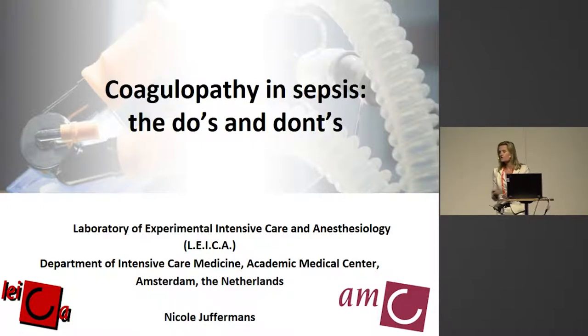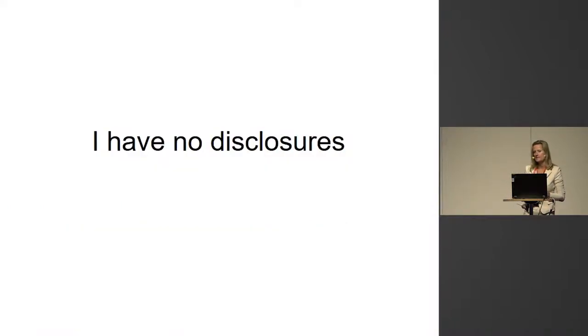So there is increased risk of thrombosis in sepsis. There is increased risk of bleeding. How big are these risks? And can you or should you perform interventions with the aim of mitigating those risks? So that's the approach that I would like to take. I have no disclosures in doing so.